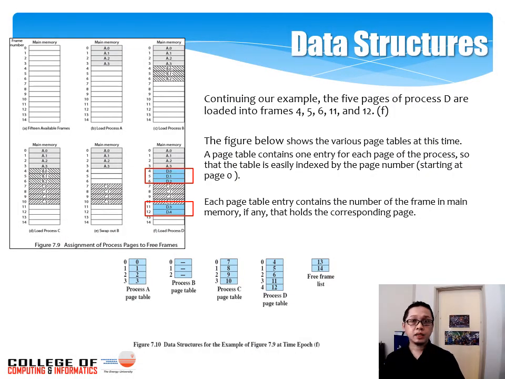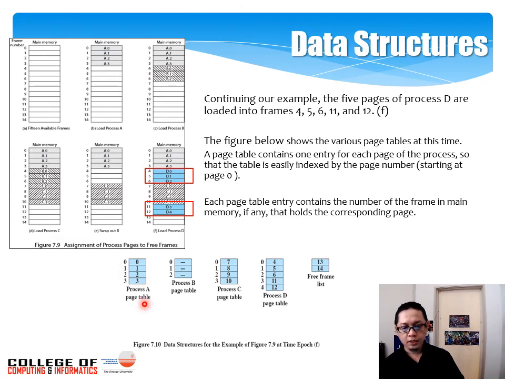Now, as a simple representation from our previous example, we look at how a page table is actually being used. If you remember in our previous example, you have frame numbers from 0 to 14, and then you have the page number which reflects the page number from each process. You have process A, process B, process C, and process D.